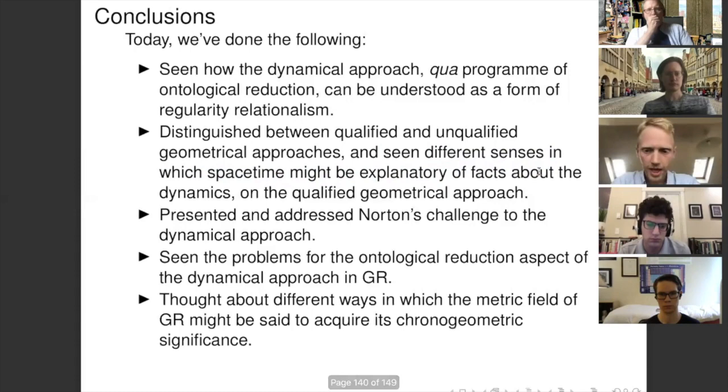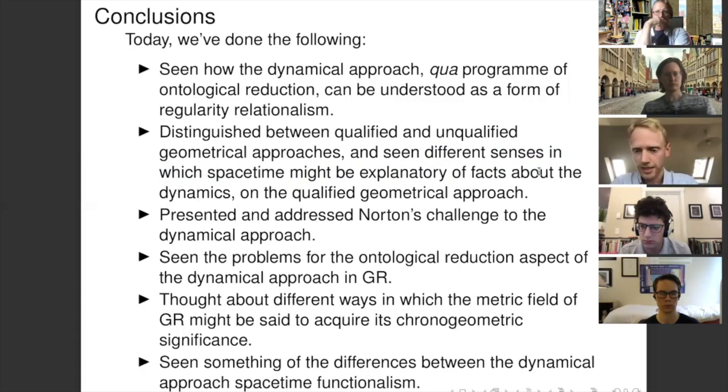We've thought about the different ways in which the metric field of general relativity might be said to acquire its chronogeometric significance. Brown points to the strong equivalence principle as being a crucial component there, but things are a bit delicate, and it's not obvious that the strong equivalence principle gives you everything that you might want. And finally, we've seen something of the difference between space-time functionalism a la Knox and the dynamical approach to space-time theories. Definitely, space-time functionalism can trace its origins in a fairly obvious way to the dynamical approach, but the ambitions seem to be different.